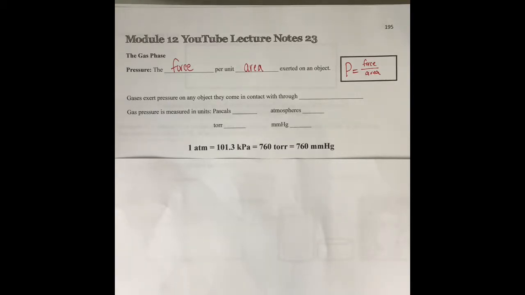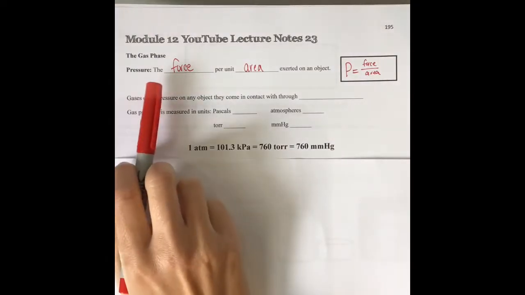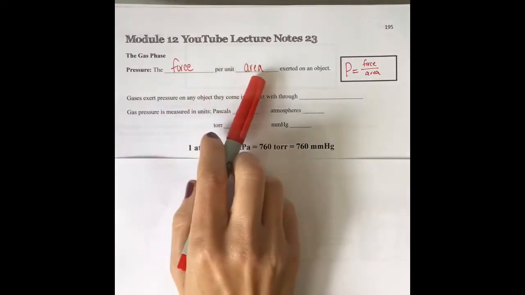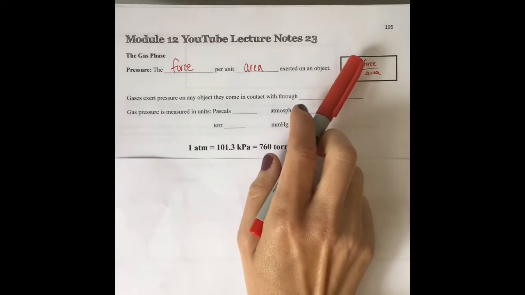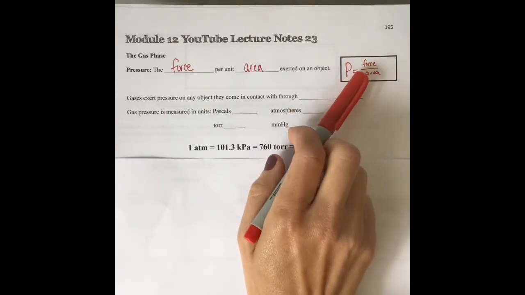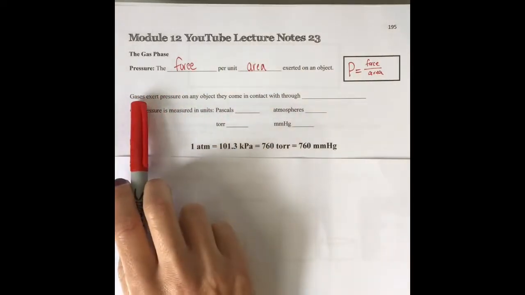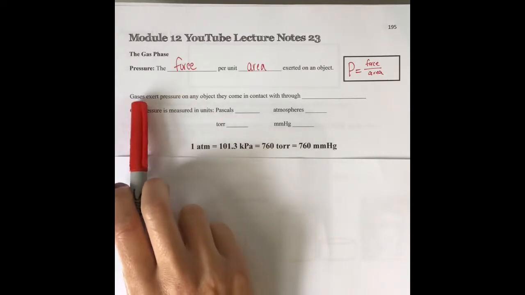And so the first thing we want to do is define the word pressure. And here I've written that pressure is just the force per unit area exerted on an object. And that also can be written as force divided by area. Okay, that's kind of a general definition for pressure. But today we're going to be talking about pressure specifically with gases in mind.